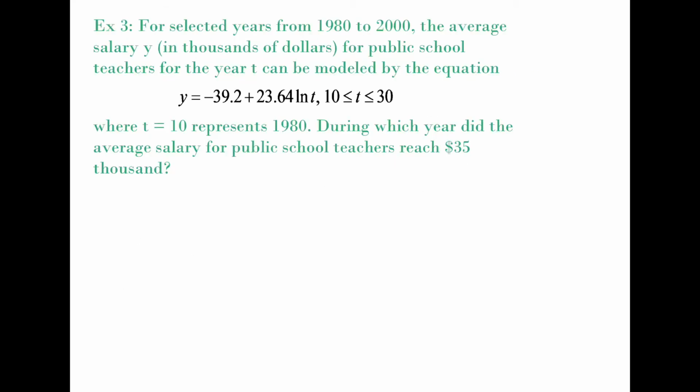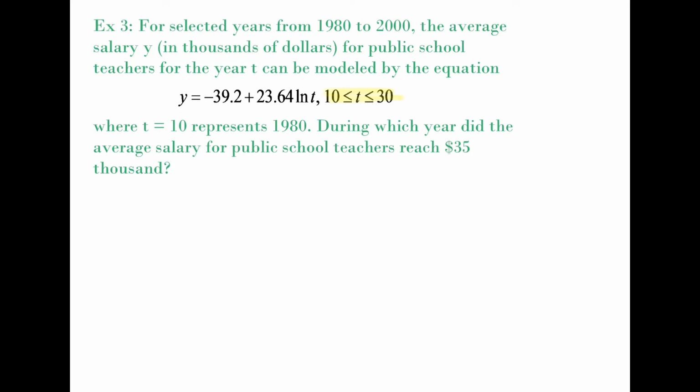On this last example here, we're looking at the average salary in thousands of dollars for public school teachers. It can be modeled by the equation. It is only talking about the years between 1980 to 2000, where t represents 1980. So that's important. So t is not 0 in 1980, it's 10. And so that's why when you see the equation, you also have a domain restriction between 10 and 30, which would be 1980 to 2000. During which year did the average salary for public school teachers reach $35,000?